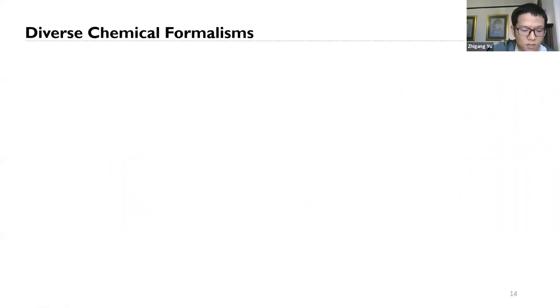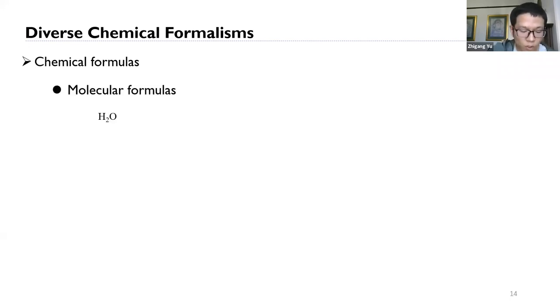So having shown that chemical formalisms are important parts of both high-stakes reading and writing, an important issue that we need to look at is the variety of chemical formalisms. So chemistry mainly uses two types of formalisms, but each type has many variations. One of the major types is chemical formulas. It is a type of representation to describe aspects of a chemical substance. So there are different subtypes.